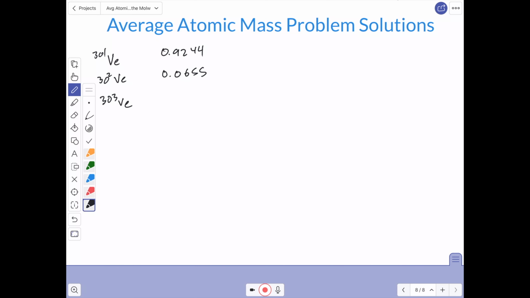The last percent abundance was 1.01%, so it's 0.0101. We're going to multiply those by their AMUs. VE301 was 300.876 AMUs. 302 was 301.998. And 303 was 302.998 AMUs. Let's mark our sig figs.